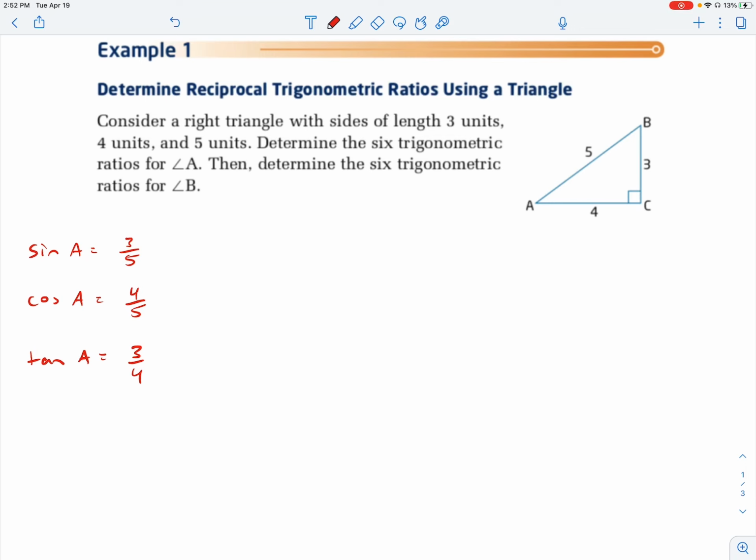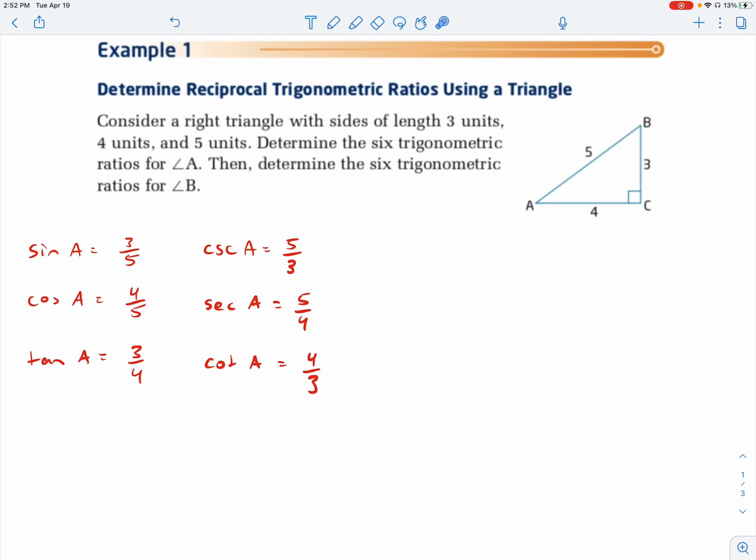All right, let's use these to get the reciprocal trig ratios. So the next three, I'm just going to write them right beside. Cosecant, that is the reciprocal of sine. So I just have to flip this fraction, so I can write it as 5 over 3. All right, my next one is called secant, and that's the reciprocal of cos. So I just got to flip that fraction, that'll be 5 over 4. And then cotan is the reciprocal of tan, that's going to be 4 over 3. It's as easy as that to get those 6 trig ratios.